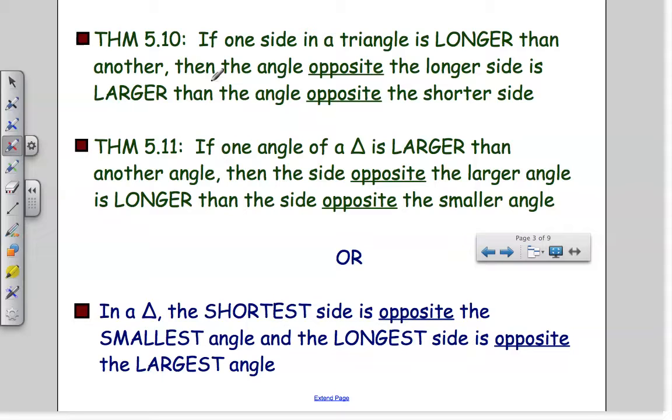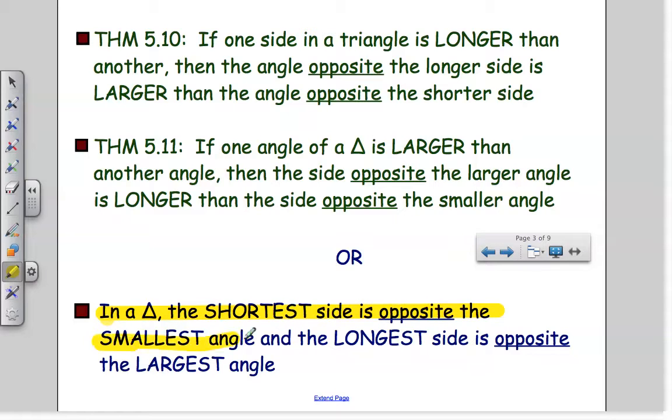Okay. I just want to read what your book says. They say in this theorem, if one side of a triangle is longer than another, then look at the angle opposite from the larger side, and that angle is going to be larger than the angle opposite from the shorter side. And then they reverse it and say if one angle of a triangle is larger than another angle, the side opposite from that larger angle is longer than the side opposite from the smaller. But I think it makes more sense to just summarize this way.